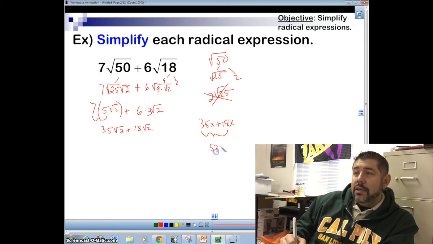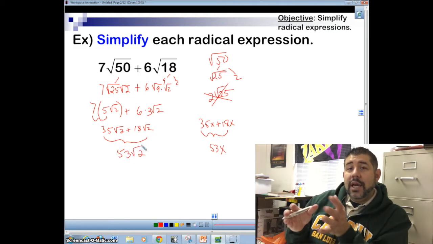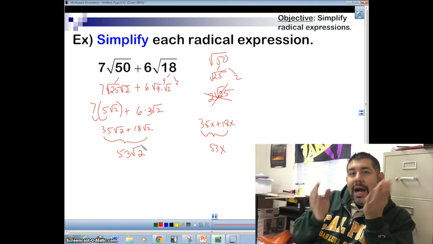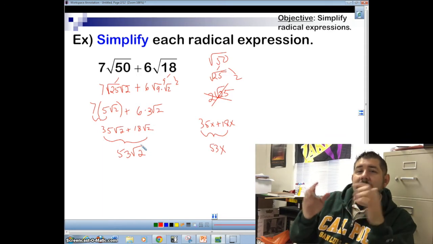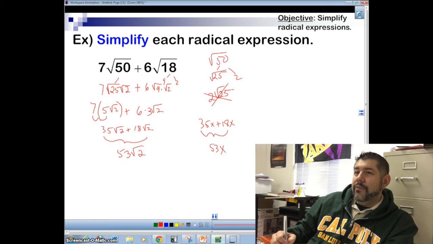53, right? So 53x. It's the same thing here, all right? This is 53 square root 2. So the square root 2 stays the same, but you just add the numbers in the front. That's it. But you have to remember that those two need to be the same square root. You cannot add them if they're not the same square root. All right, let's take a look at the next example.